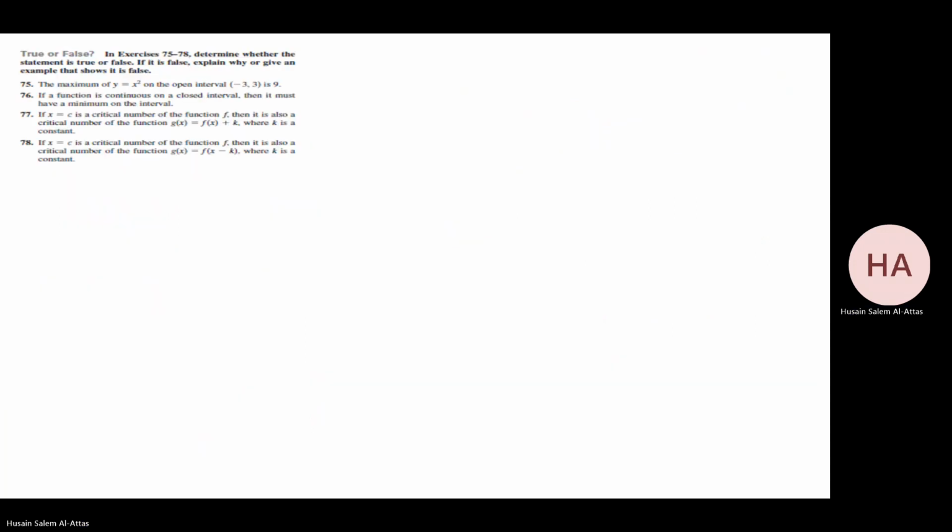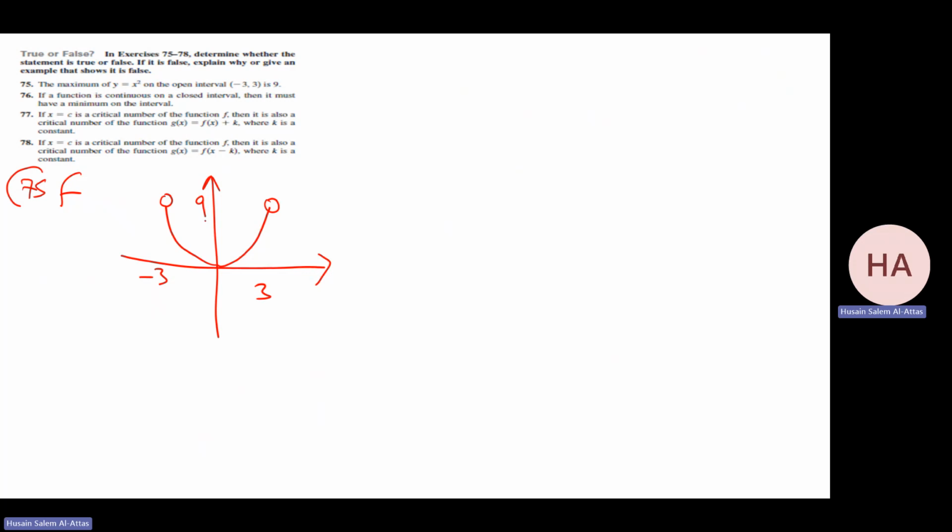These are the last problems, true or false. The maximum of y equal x squared in the open interval is 9. No, this is wrong. This is false. Why? Look at this. You want the open interval for x squared. So it's open here, open here, minus 3 and 3. This would be 9, but there is no maximum. So this is false.